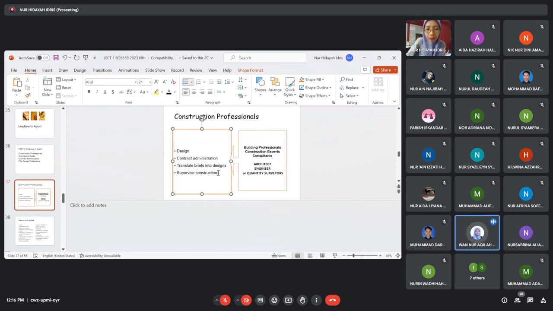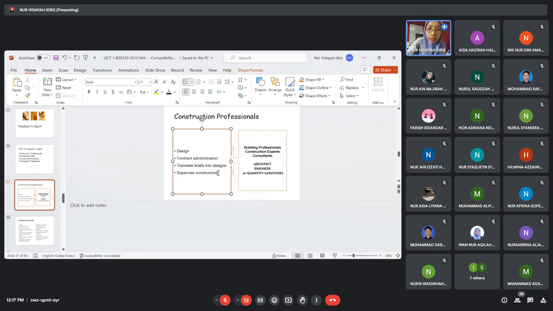Tahu COW tu? Ha, tahu tak? Tapi tak tahu tugas dia apa. Okay, so COW adalah clerk of work. So dia di bawah architect. RA adalah resident architect. Macam resident doctor tu, kan? Dia reside dekat situ, dia duduk dekat situ. Resident architect. Okay. And then kalau resident engineer pun sama. So dia reside dekat site, dia di bawah engineer.